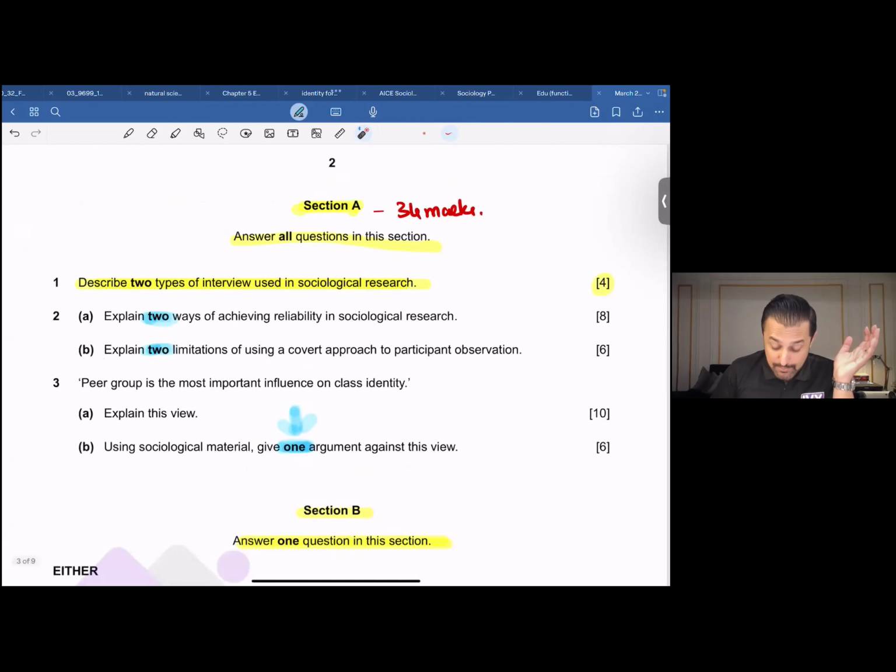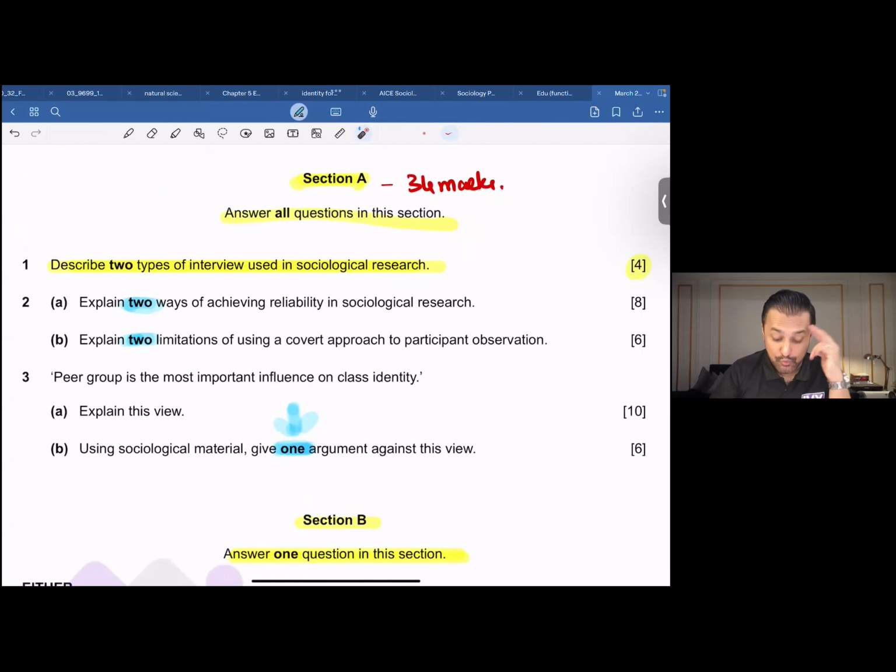Now, what is the amount of time that you should keep in your mind when attempting section A? Remember the formula I had mentioned: the total amount of marks multiplied by 1.5. I'm not very good with math, but 34 plus, I believe, 17 more would make it around 50 minutes. So you shouldn't be taking more than 45 to 50 minutes to get done with section A.